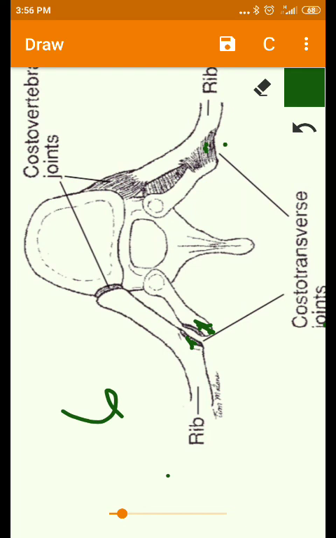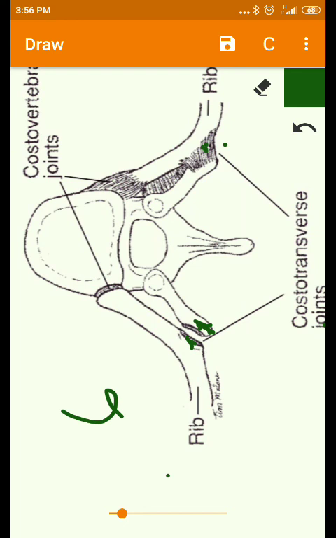So this is about the costotransverse joint. And you have to note another point: ribs 1 to 10 articulate with the vertebral column by 2 synovial joints, and with the manubriosternum they form a closed kinematic chain. That means the segments are interdependent and motion is more restricted. Once a movement takes place here, movements also take place on the anterior aspect.